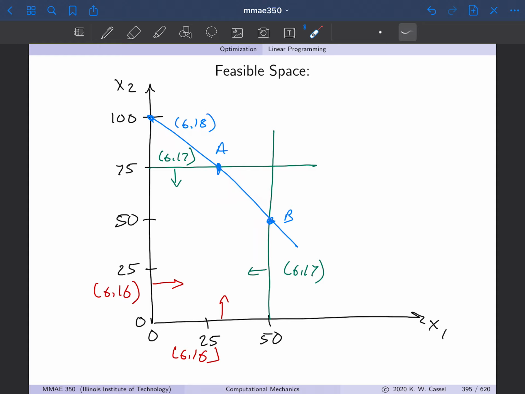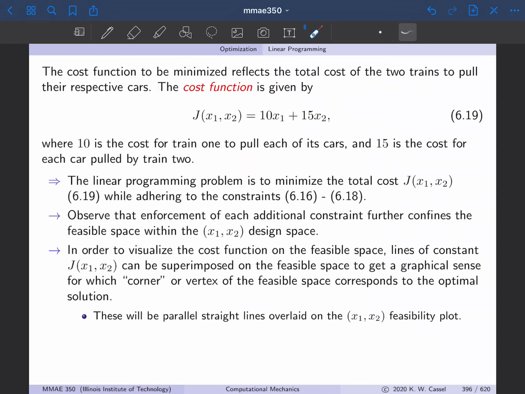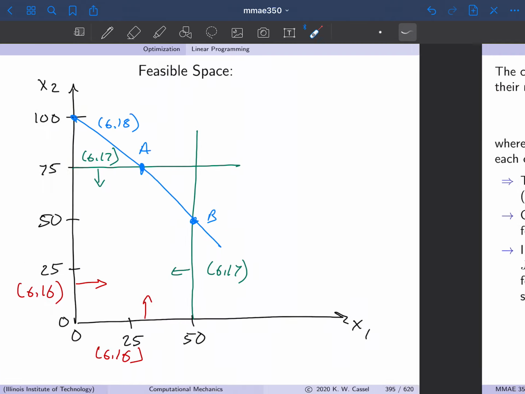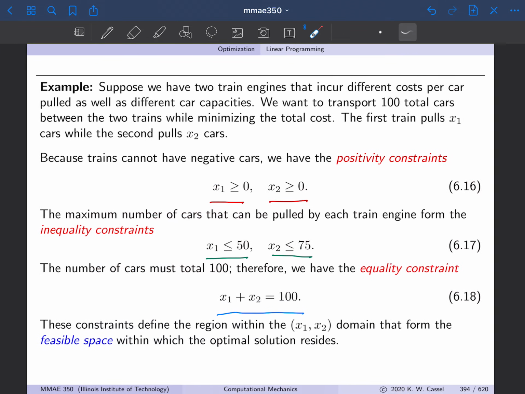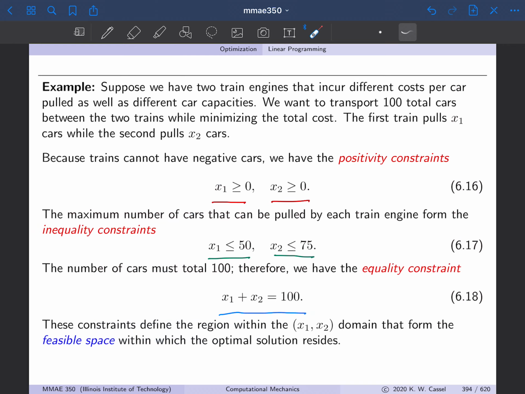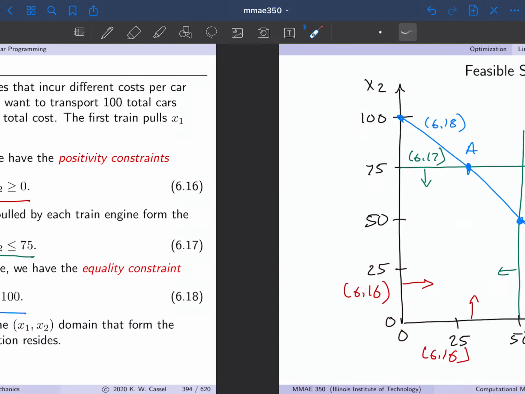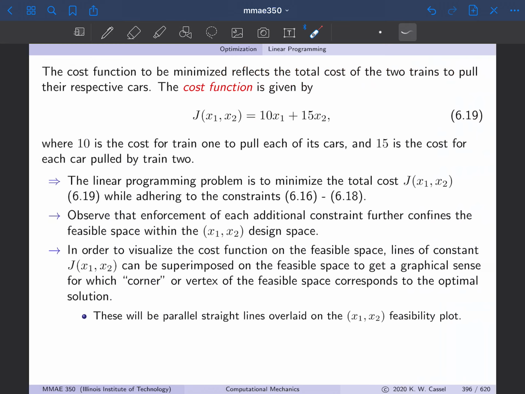All right, there we go. Okay, so let's talk this through and add in our cost function as well. So the cost function is saying that we want to minimize the total cost of the two trains pooling their respective numbers of cars. So now I said 10 and 15 in the original problem. That could be dollars, that could be millions of dollars. It's actually more fun to think in terms of, let's just say it costs $10 million. So $10 million to pool each car. So on train 1, that's 10 times x1, and on train 2, that's 15 times x2.